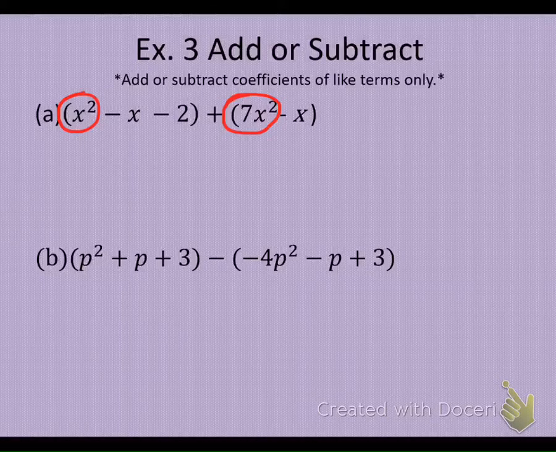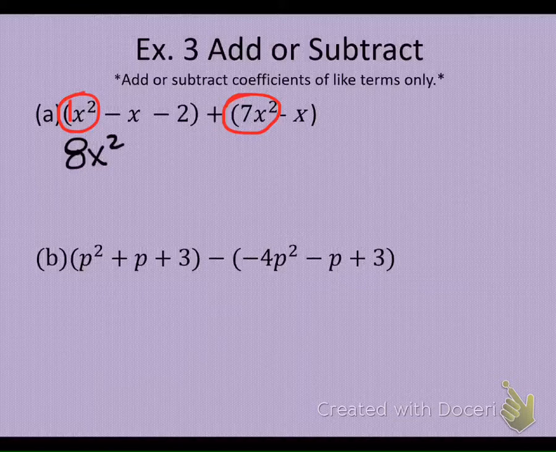X squared has an understood coefficient of what? 1. 1, because I need to add the coefficients. So, Olivia, what's 1 plus 7? So, what is 1x squared plus 7x squared going to give me? 8x squared. Because remember, I don't do anything to change the variable part. I simply add the coefficients together.